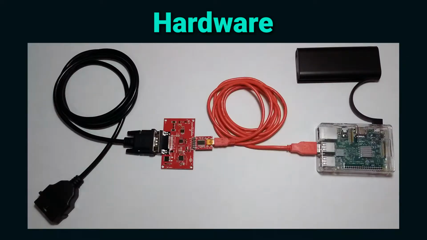This is what the system looks like assembled before it's connected to the car. From left to right, you can see the black OBD2 cable, the UART board and the smaller attached FTDI board, the red USB cable, the Raspberry Pi, and finally the portable battery to power the Pi.